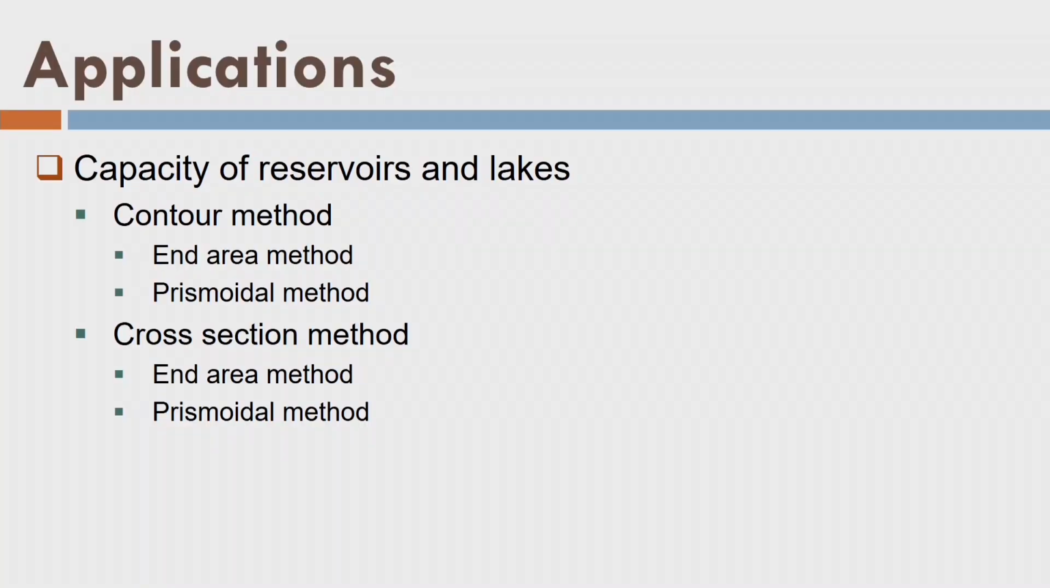Here we assume that we have observed x, y and z positions. With this observation, what can we do? We can have some applications. First is, we want to find out the capacity of the reservoirs and lakes, and that is the most important application. There are two methods, one is the contour method and another is the cross section method. In case of the contour method, again we have two methods, end area method and prismoidal method. So let us look into these two methods.